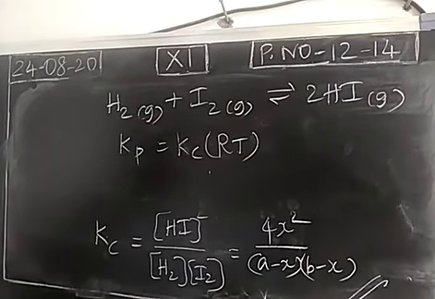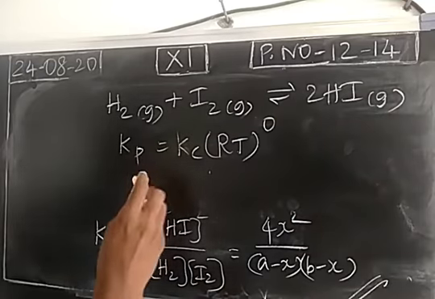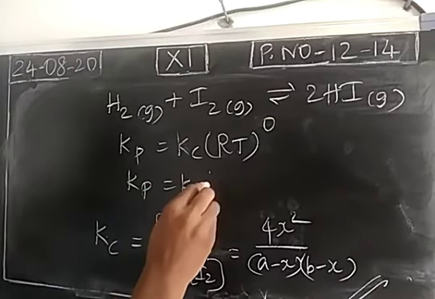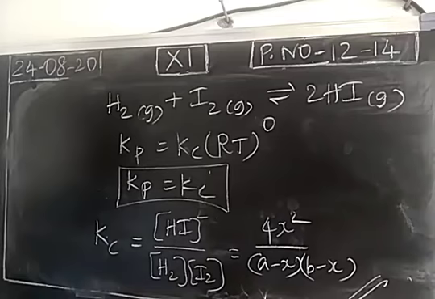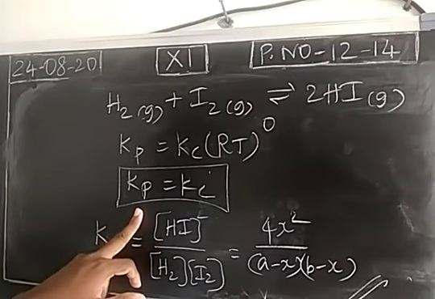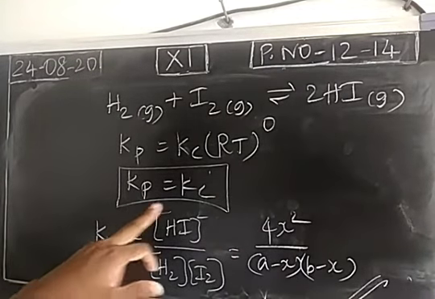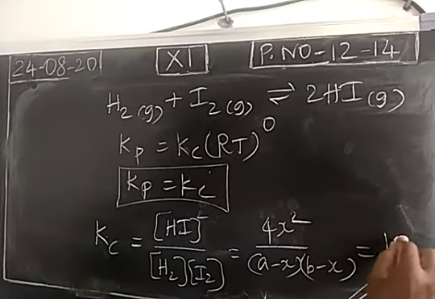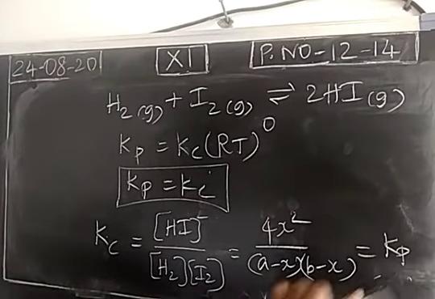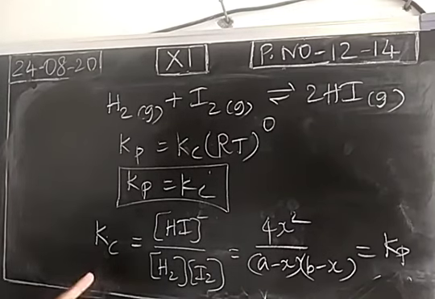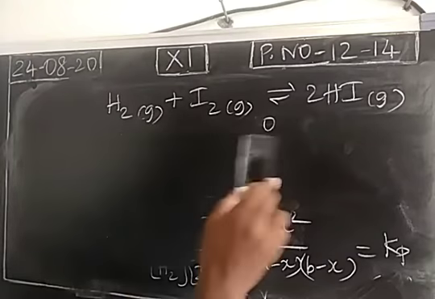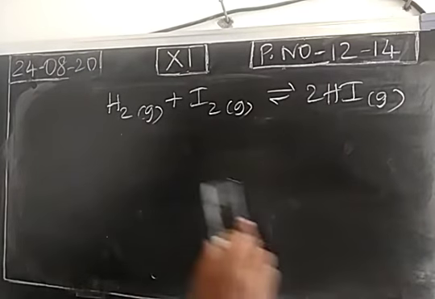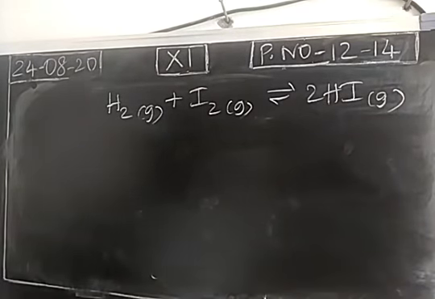So delta n g value 0 means what is the relationship between Kp and Kc? Kp is equal to Kc. For the formation of hydrogen iodide, delta n g value is 0. So Kp is equal to Kc. So we already calculated the Kc value, which is nothing but Kp. Okay. So Kc is equal to Kp. So this is a public exam 5-mark question: derive the equilibrium constants for the formation of hydrogen iodide.